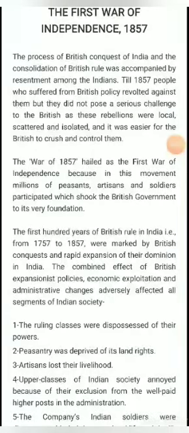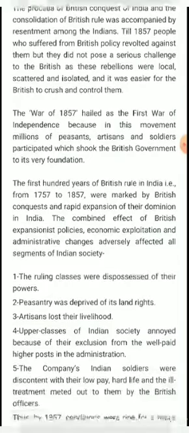The first 100 years of British rule in India, that is from 1757 to 1857, were marked by British conquest and rapid expansion of their dominion in India. The combined effects of British expansionist policies, economic exploitation, and administrative changes adversely affected all the segments of Indian society. First of all, the ruling class were deprived of their powers, means all the powers were being taken away from the ruling class by imposing many policies, which I will explain to you later on.